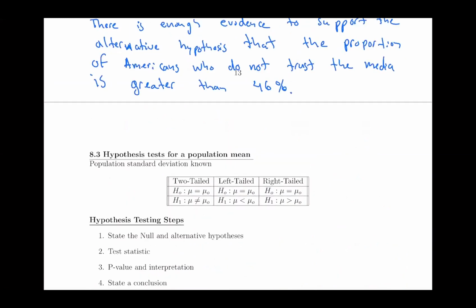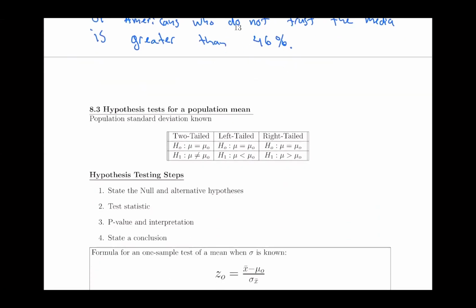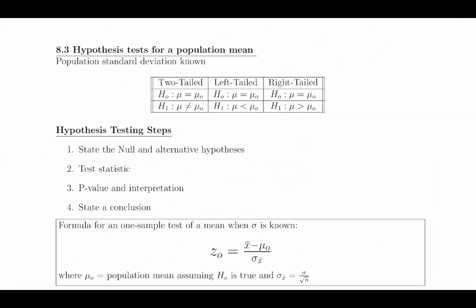All right, so let's move on to 8.3. For 8.3, we're still going to be doing hypothesis testing, but now we're going to be doing hypothesis testing for the mean. So it'll be exactly the same thing. The only thing different, instead of testing the proportion, we're going to be testing the average, or the mean. So for this one, it just means that the null and alternative hypotheses are going to change slightly.